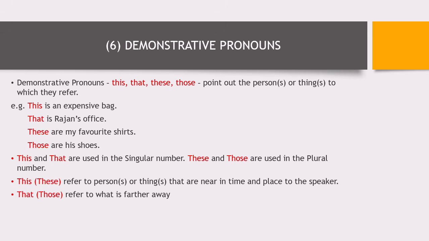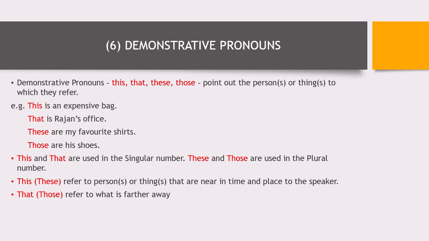Demonstrative pronouns. Demonstrative pronouns this, that, these, those point out the person, persons, or thing, things to which they refer. Example: This is an expensive bag. Here, this is the demonstrative pronoun as it points to the bag. That is Rajan's office. Here, that is the demonstrative pronoun as it points to the office.